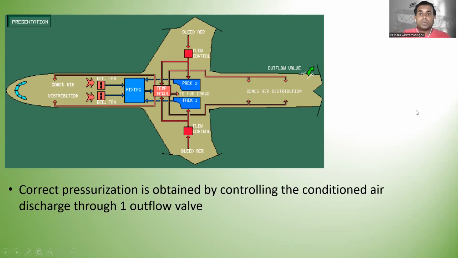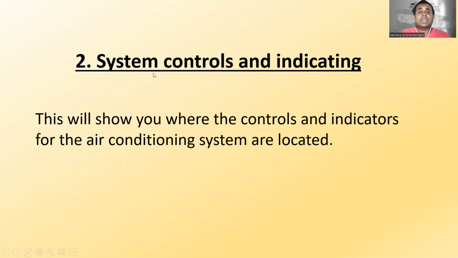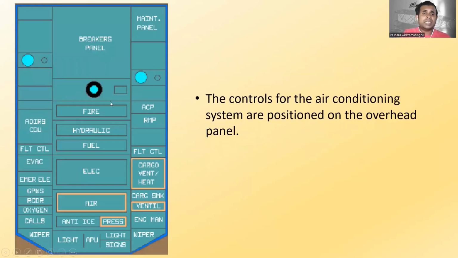All right. So now let's go to the second one, system controls and indicating. This will show you where the controls and indicators for the air conditioning systems are located. So here is the overhead panel in the cockpit. I taught you in the aircraft general, right? The controls for the air conditioning systems are positioned on the overhead panel. So here is the cargo vent and heat, and here is the air conditioning panel and ventilation and pressurization, right? So these are the controls of the air conditioning panel.